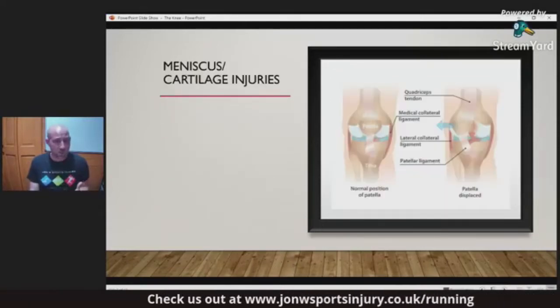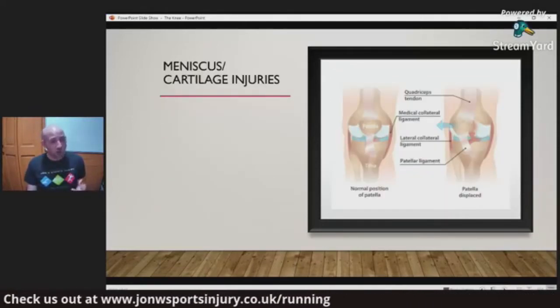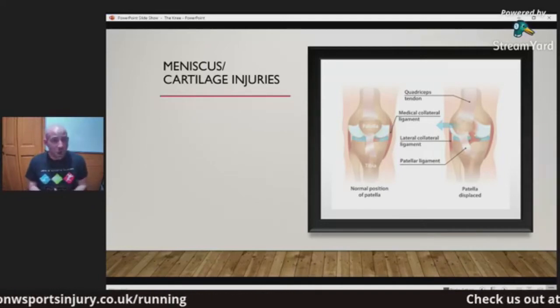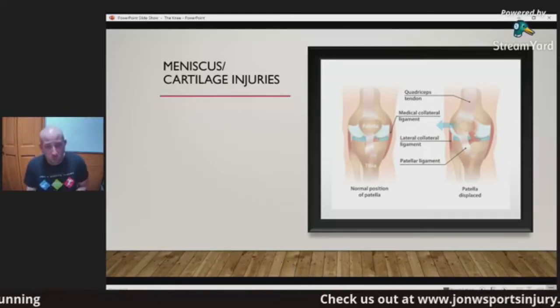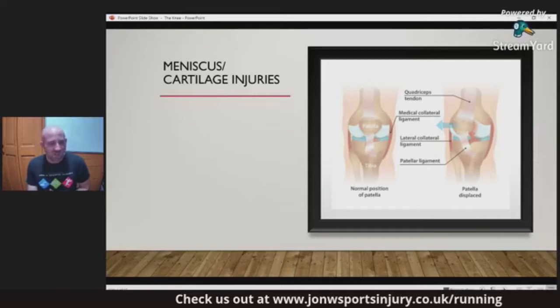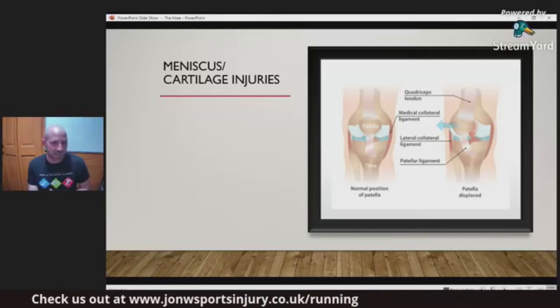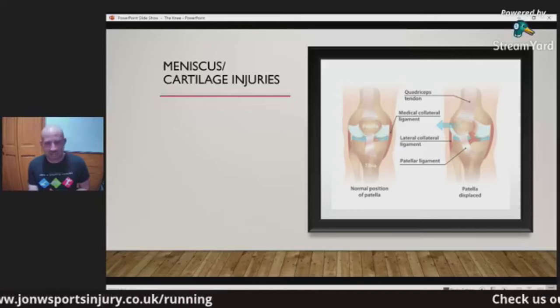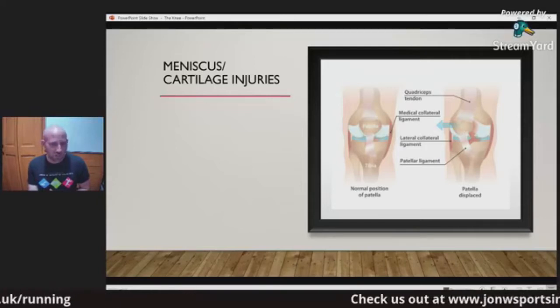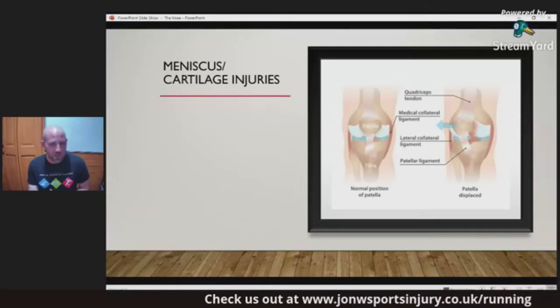So the next thing I wanted to talk about was meniscus injuries or cartilage injuries. A good place to start with this one is, well, what is the meniscus? What is its role? What is its function? Well, they're discs of cartilage that sit in between our knees. So we can see these blue structures here. These blue structures are effectively stopping these bones from rubbing together.